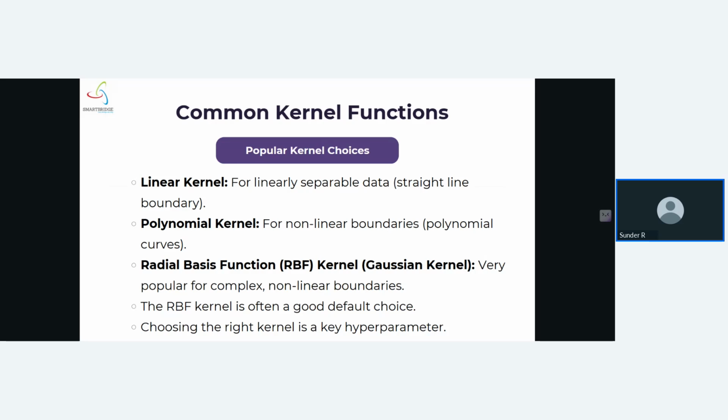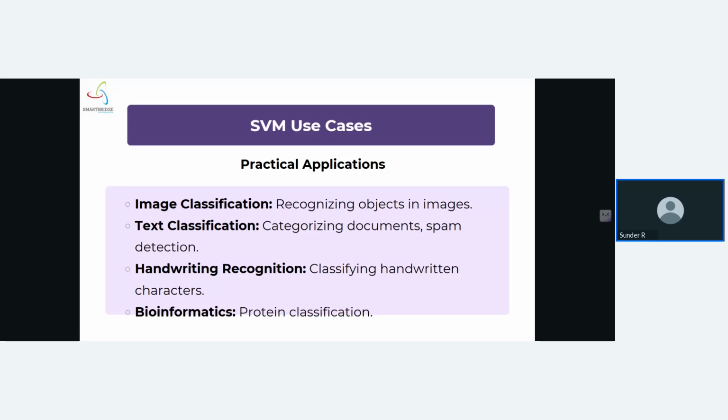So what are the SVM use cases? Where do we see SVM being applicable? Image classification. How does image classification work? It's similar to unlocking our phone. How do we do that? In the backend, we are going to use this SVM concept.